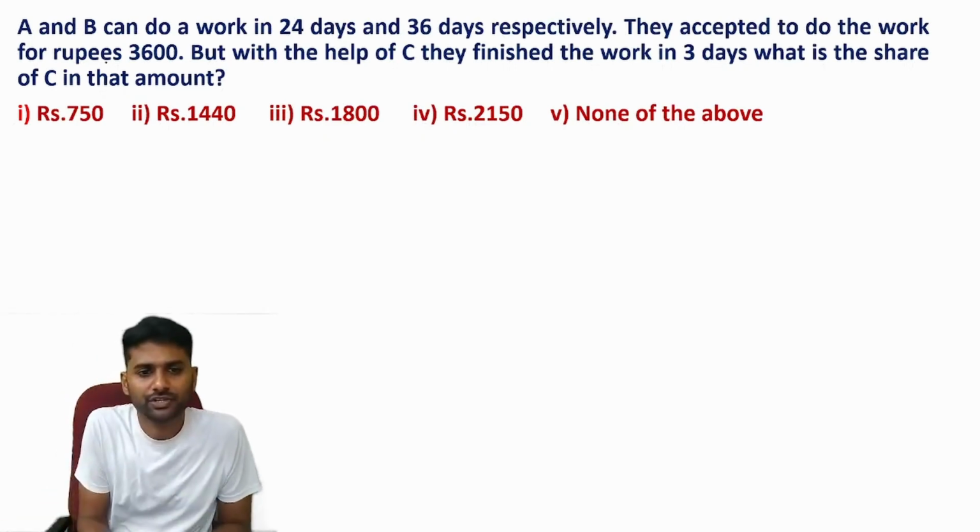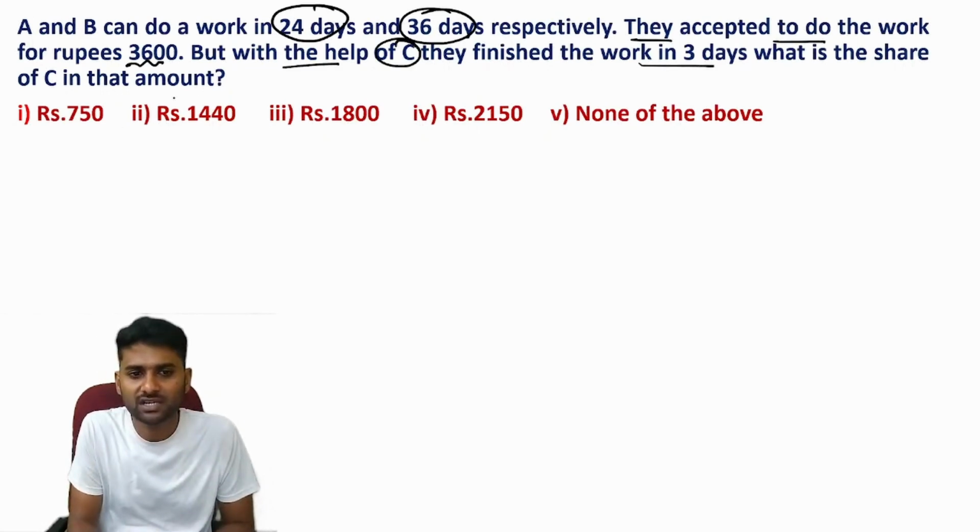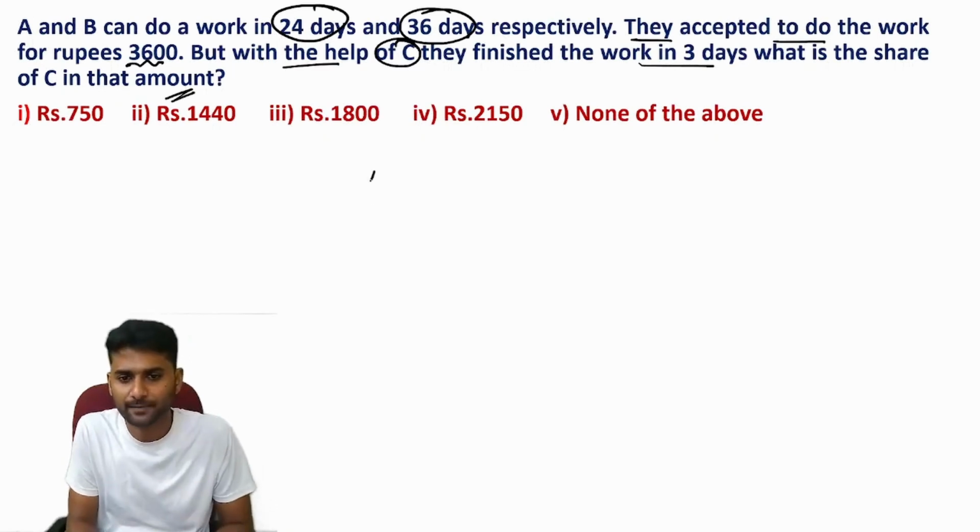Now let's go through this question. A and B can complete the work in 24 days and 36 days respectively. They agreed to do the work for 3600. But with the help of C, they are going to finish in only 3 days. What is the share of C out of 3600?